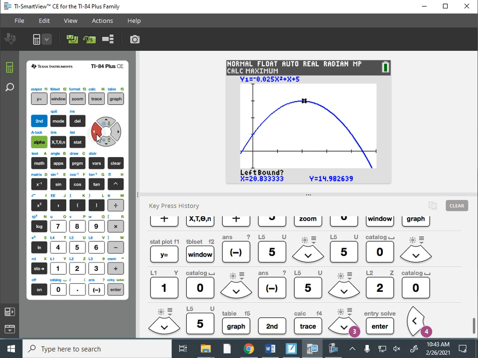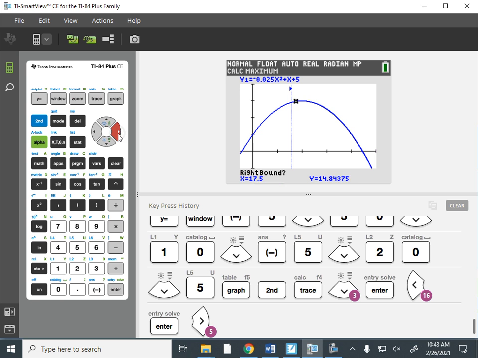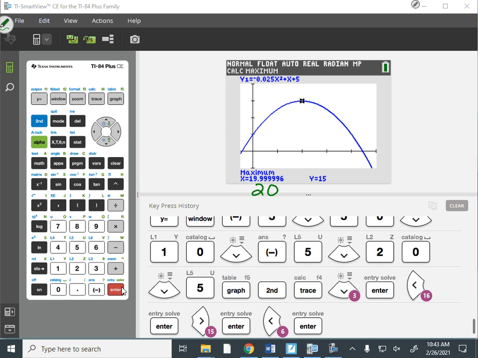Go a little bit to the left, a little bit to the right, and then enter. So roughly, I'm going to say that's 20. So this is about 20. It took 20 yards for the football to reach its maximum height.